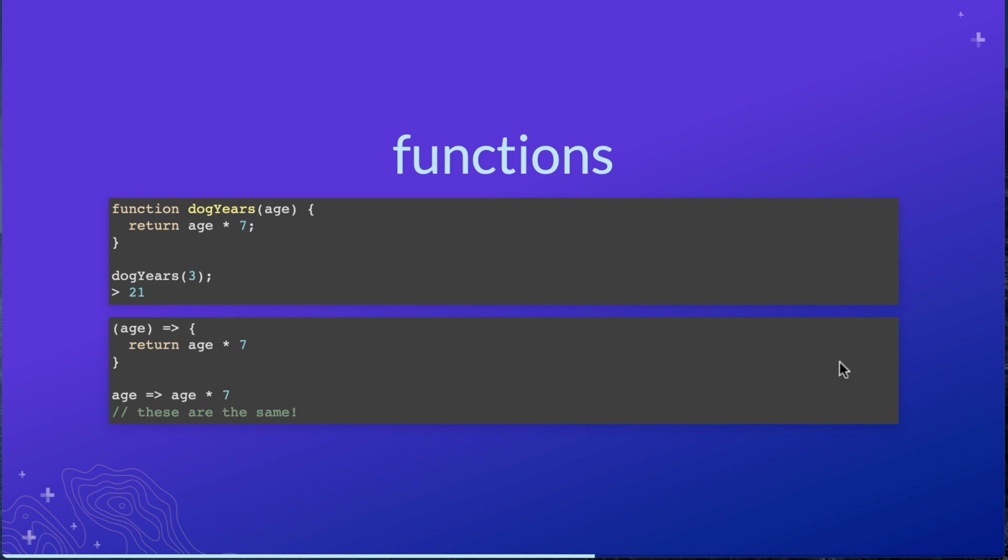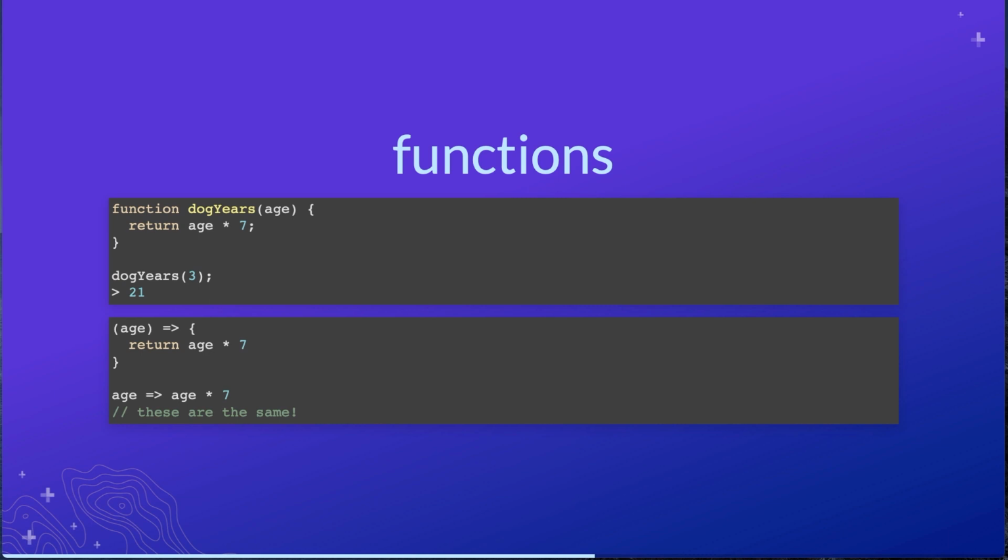Functions can also be anonymous. So this is a named function. We've given it a name, and then we can refer to dogYears later in our code and call that function as many times as we want. But we can also have anonymous functions, and functions, whether named or anonymous, can even be passed as arguments to other functions. We'll talk a little bit more about that later.